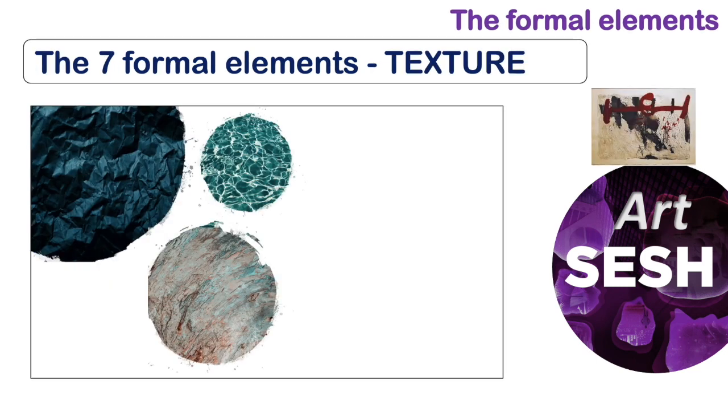Texture means how something feels. There are two types of texture, actual texture and visual texture. Actual texture means it's actually textured. You can touch it and feel it, like stroking a cat's mane. Visually textured means something just looks textured, like a photograph of water or a painting of a tree.